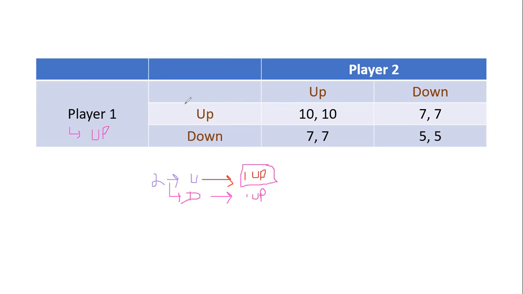So let's assume that player 1 plays up. In this case, if player 2 plays up, his or her payoff is 10, and if he plays down, the payoff is 7. So up should be the choice of the second player. That is, if player 1 plays up, player 2's optimal strategy is also playing up.